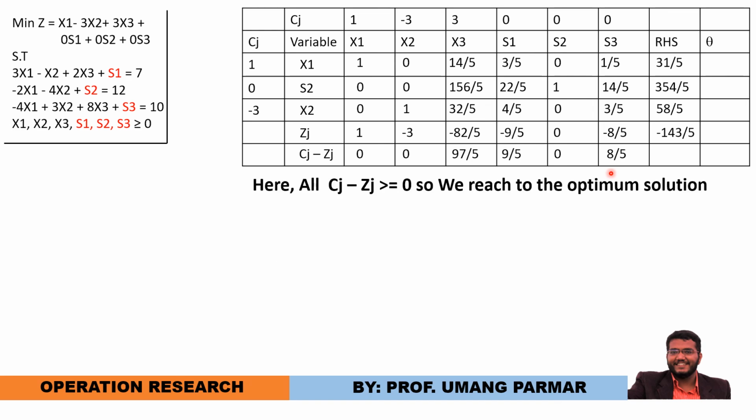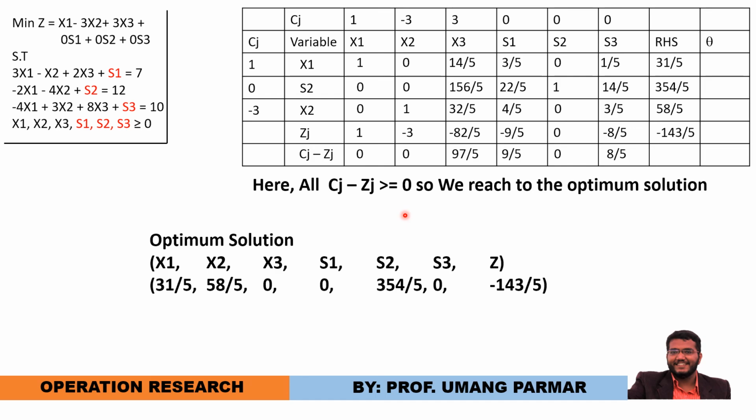So here you can see that your all Cj minus Zj are greater than or equal to 0. So we reach the optimum solution. And when we are having the optimum solution, we don't need to go for the next iteration. And our solution is x1, x2, x3, s1, s2, s3. These are my variables. 3 are the basic variables. These 3 non-basic variables, you can say slack variables. And at last, z, which I need to minimize.